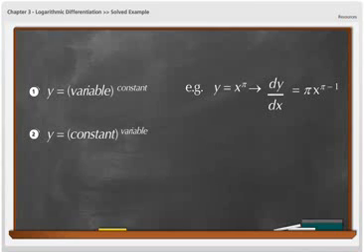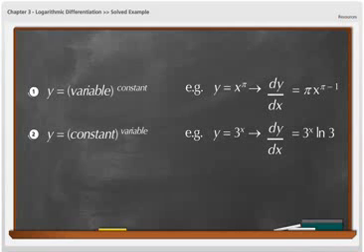Also, we have another expression that we encounter in this chapter, where y is equal to a constant raised to a power, where the power here is a variable. Such an expression we call an exponential function. An example of this is y equal to 3 to the power x, and the derivative of an exponential function is going to be 3 to the power x times ln of 3.